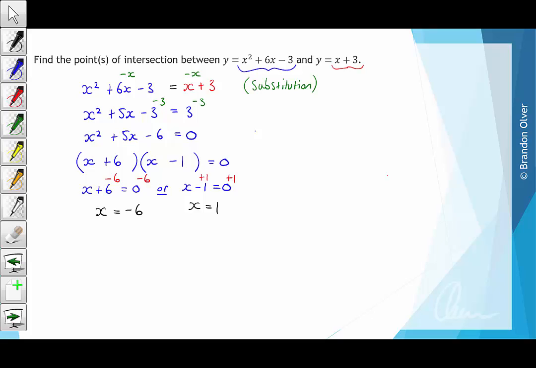Now we've found the x coordinate of the point of intersection of these two graphs. We also need to find the y coordinate. To do this, we're going to substitute the x coordinates into one of the equations. When we do this, we choose the simplest one to do.